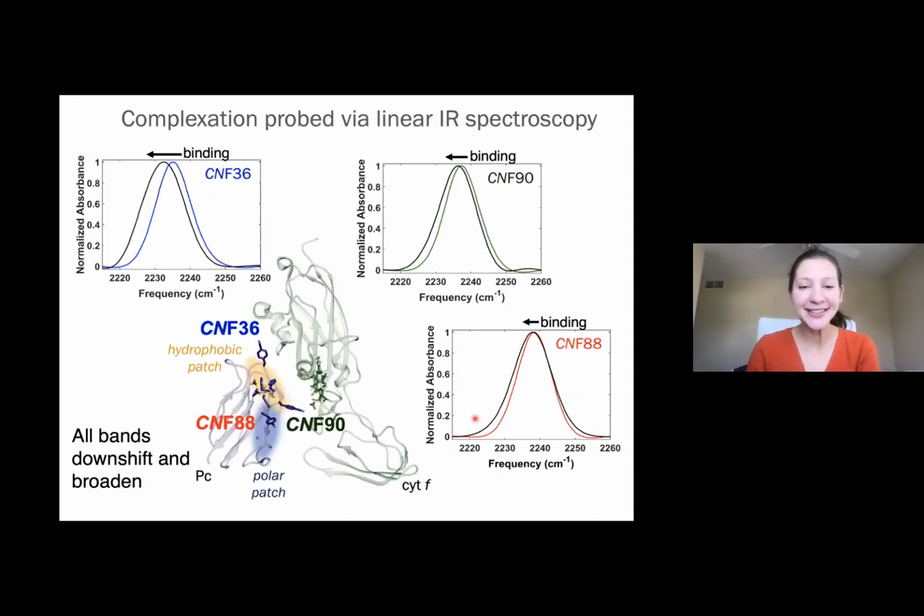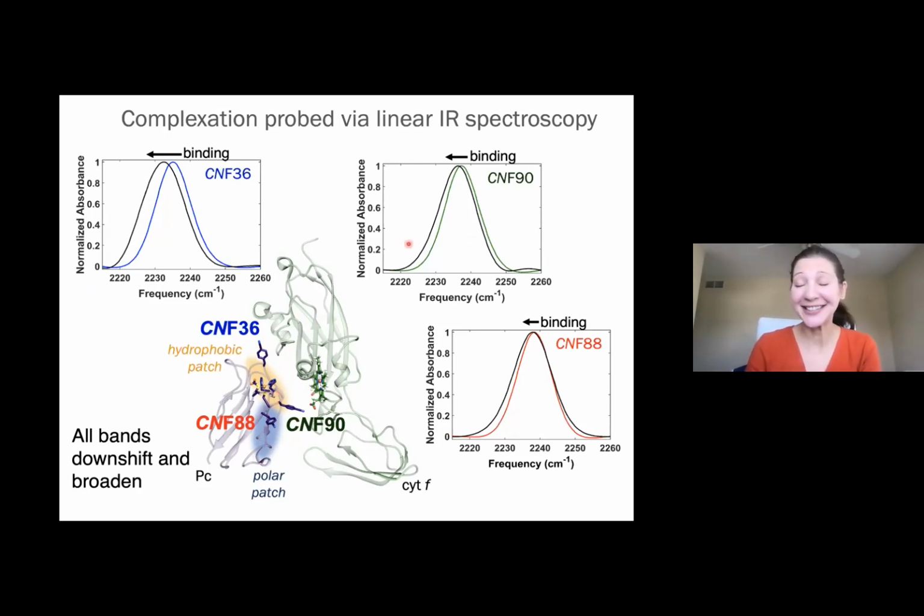So we looked at this. It was less amenable to labeling, but we were able to put three of our cyanophenylalanine probes. One question in the field is whether it is just the head, or does the side also engage in this interaction? So we put one here, 36, clearly in this hydrophobic head, 88 here, which is in the side polar patch, and then 90 here, which is in between, still at the head. So here are the linear spectra.